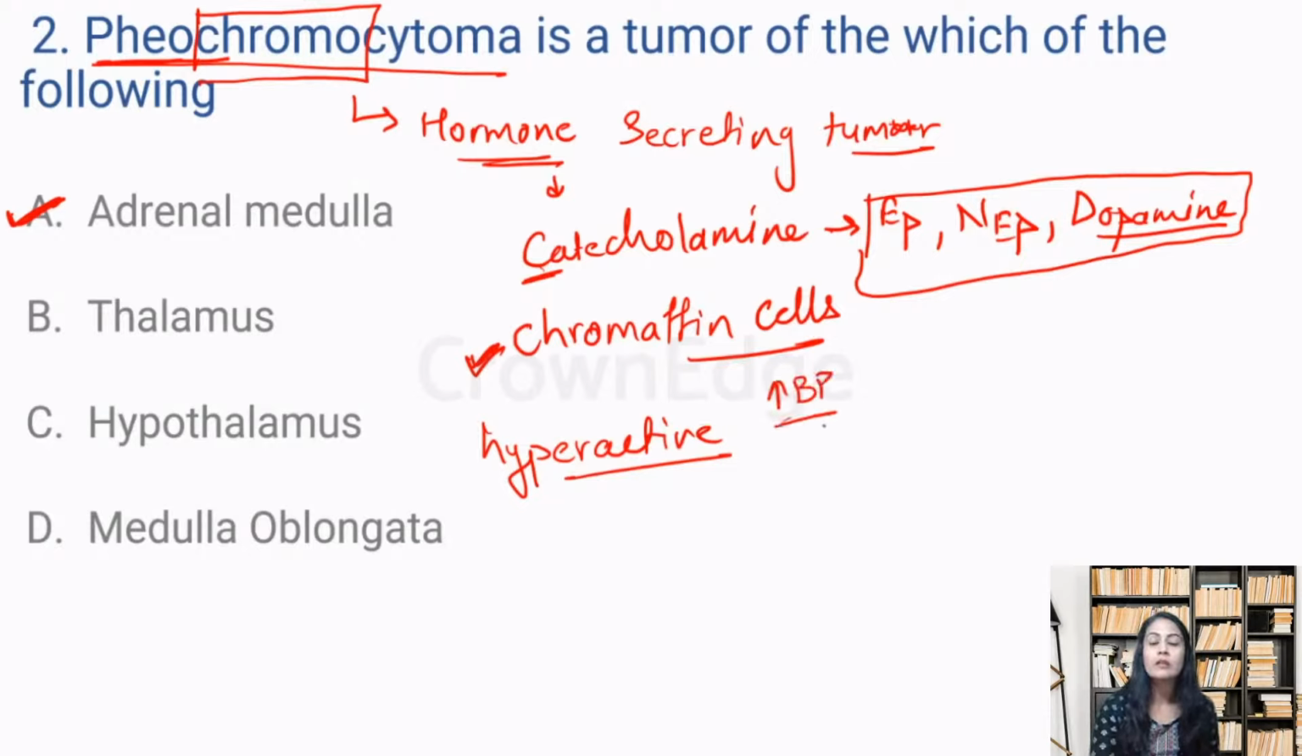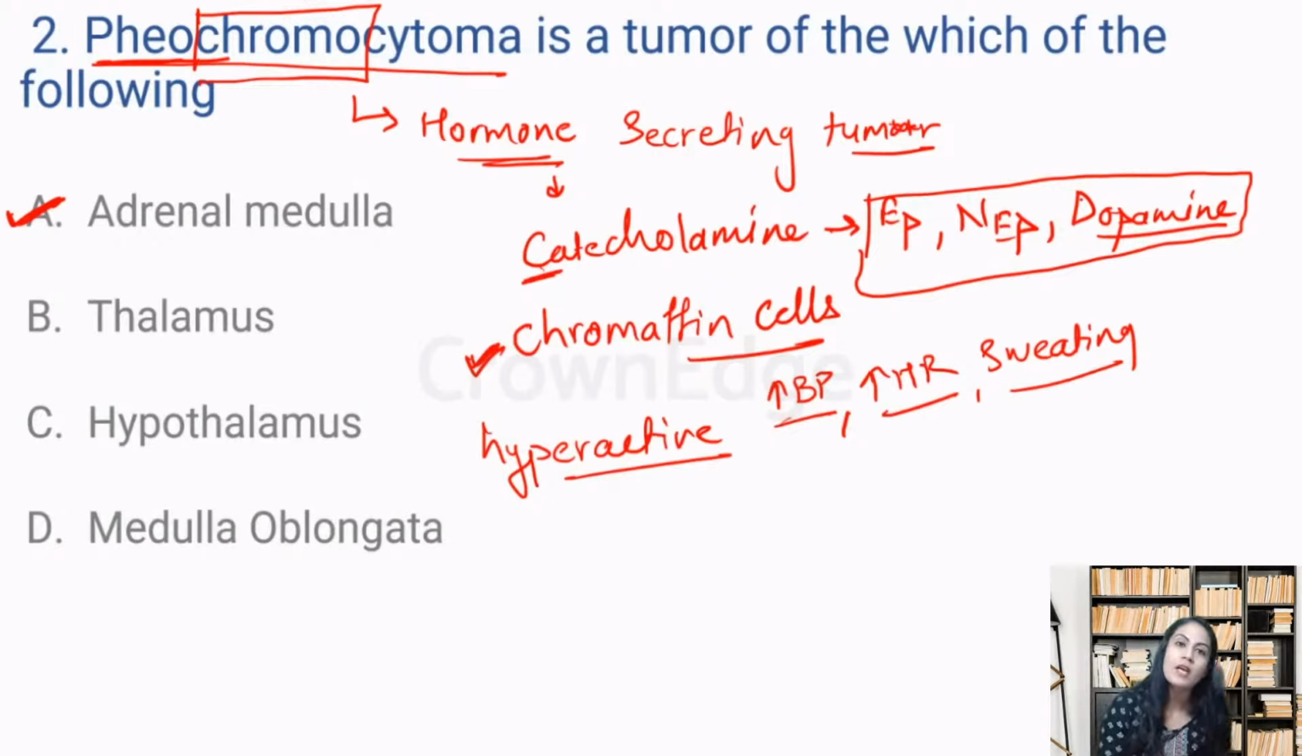What can be the symptoms? If they give clinical questions, especially in INI CET, the person will be hypertensive, he must be sweating, the heart rate will be higher, and dopamine causes a nausea, vomiting, and diarrhea kind of feeling. So all these symptoms are going to be seen in patients of pheochromocytoma. All other options, thalamus, hypothalamus, medulla, are CNS organs, and they are nowhere involved in epinephrine, norepinephrine, or pheochromocytoma.